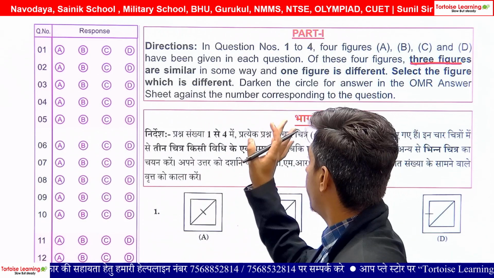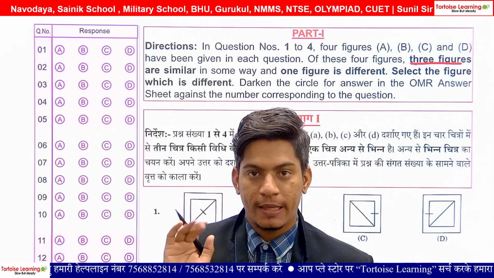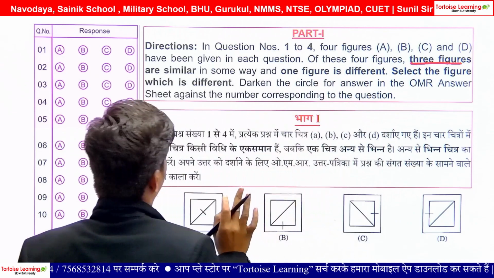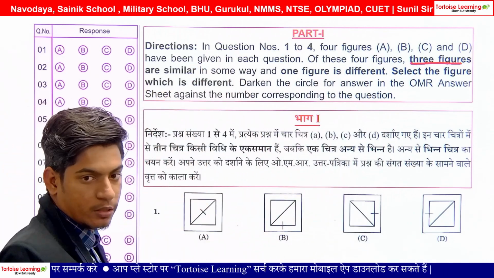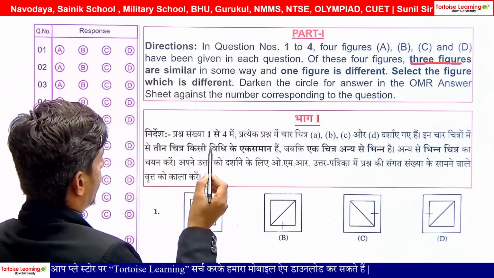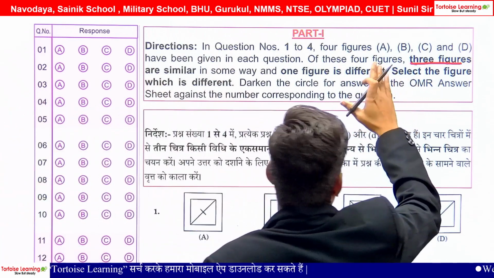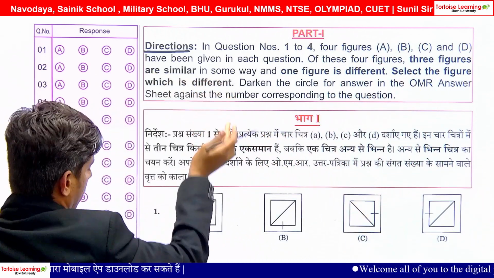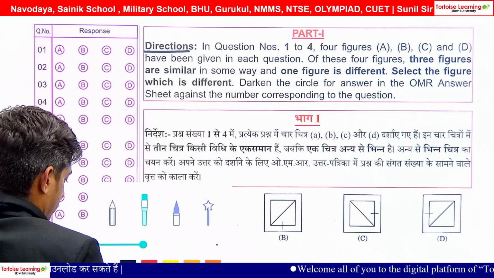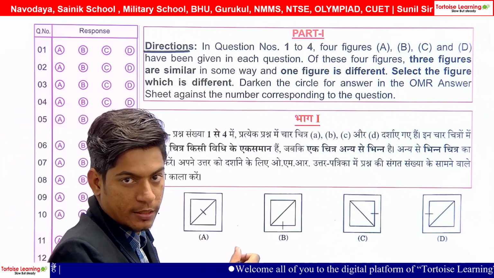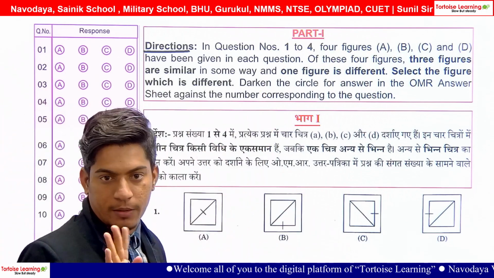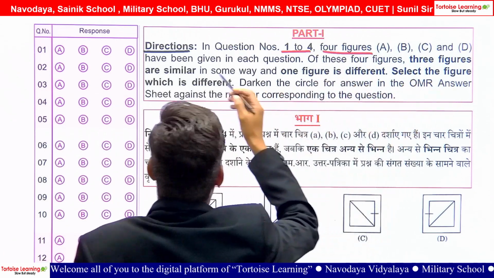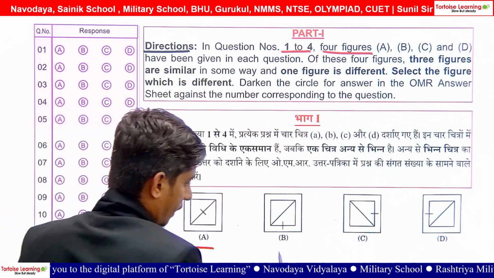But I will give you a brief idea of how to read. So this is section or part 1. In this part 1, if we look at this instruction, you have to keep your complete dedication on this screen. Look at the directions in question numbers 1 to 4. For the next 4 questions, you have to keep this in mind. What is that? In 1 to 4, 4 figures A, B, C, D have been given.